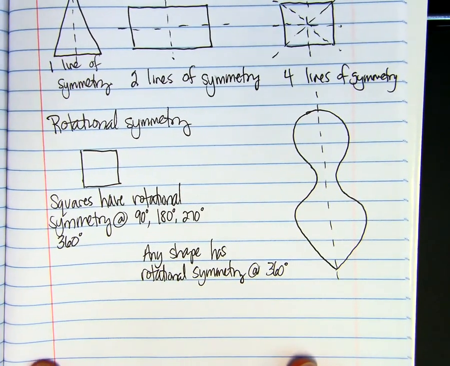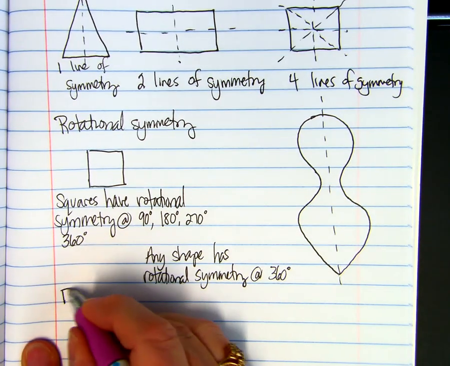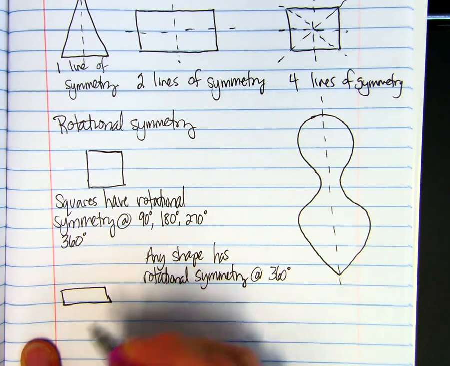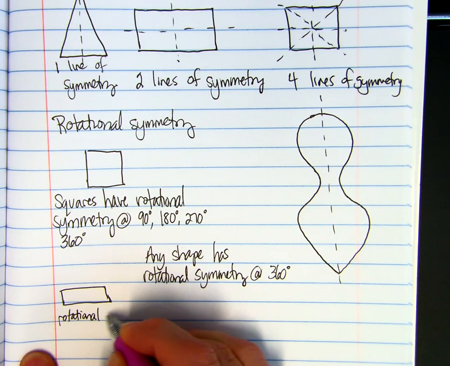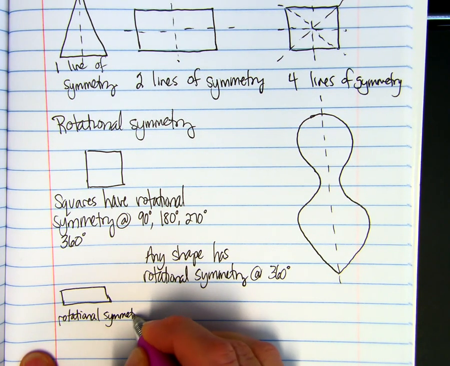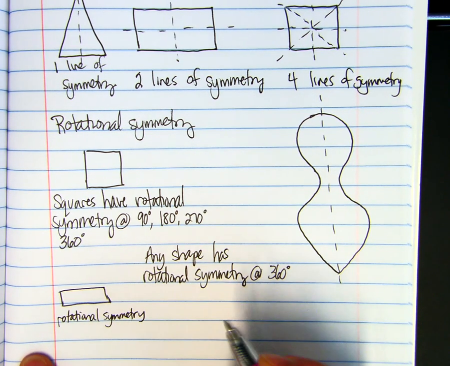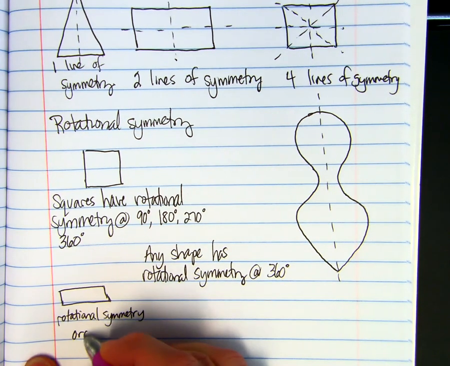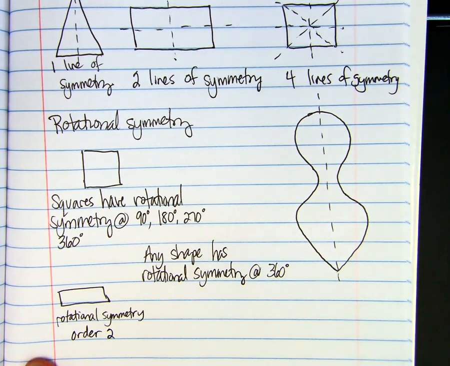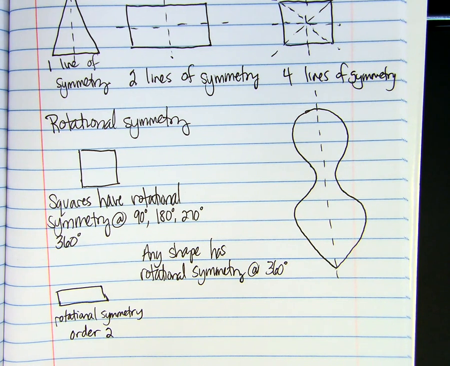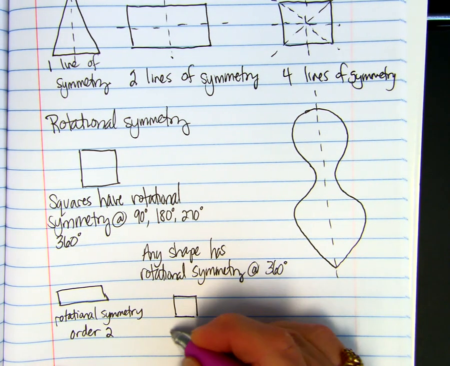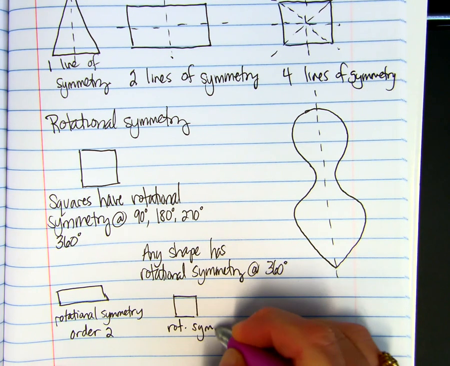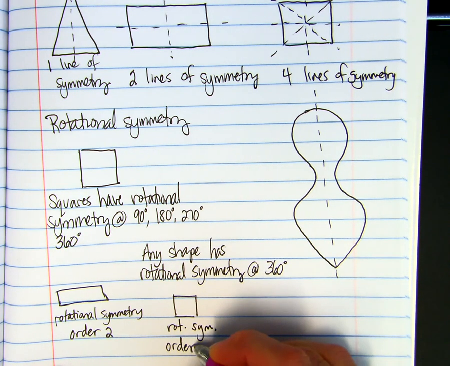So if you look at a rectangle, this has rotational symmetry, and we call it order 2 because you see it at 180 and then 360. If you have a square, that has rotational symmetry of order 4.